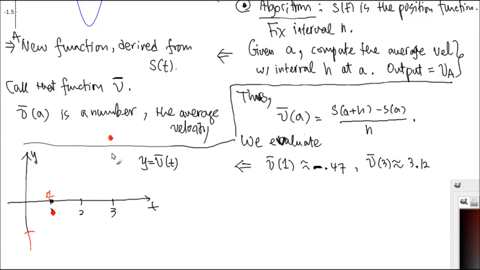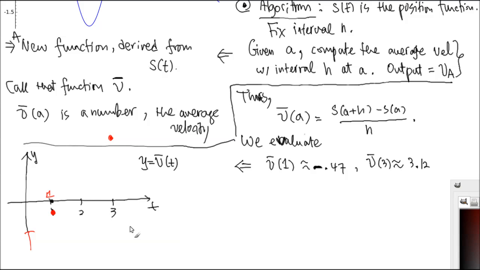So we select 1,000 points between 0 and 3 seconds. We can plot all those velocities, right? But we have a formula. Why don't we just go ahead and plot that function? Whenever you have a formula, you can use Sage to plot that function. That's what I'm going to do.